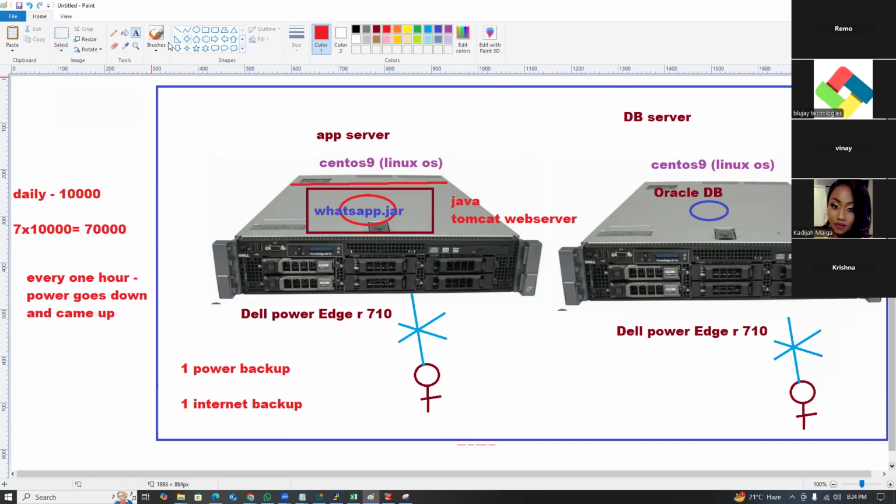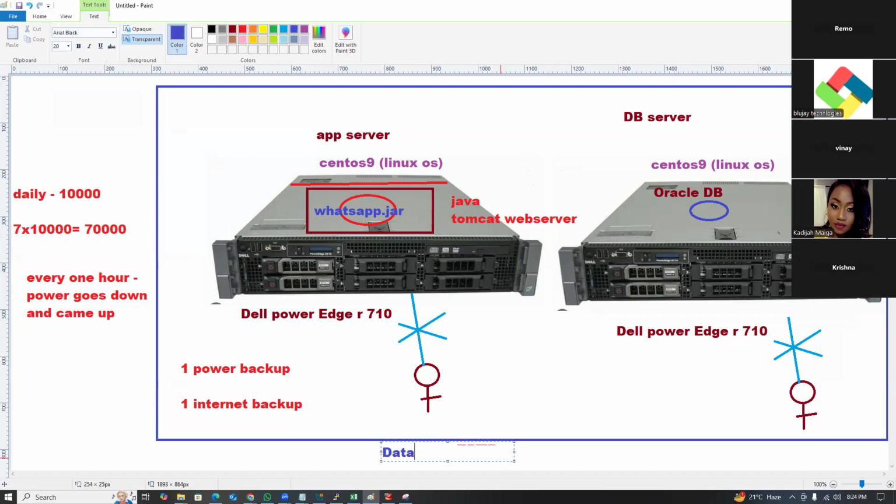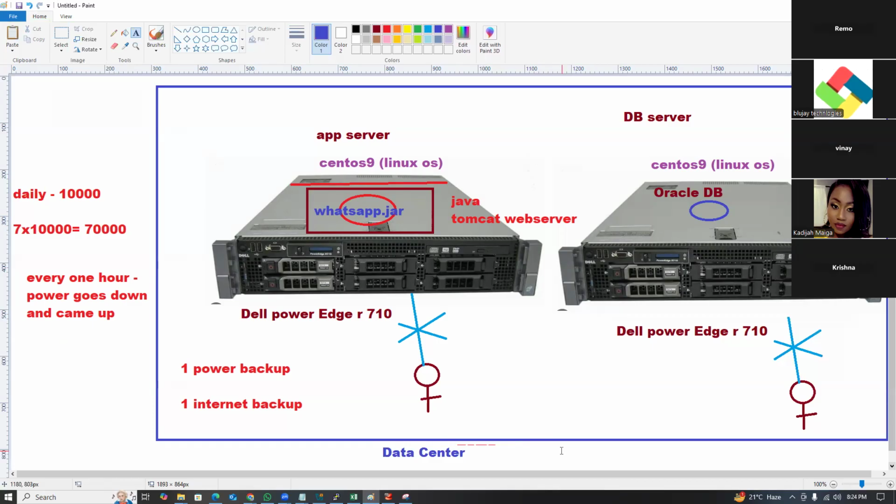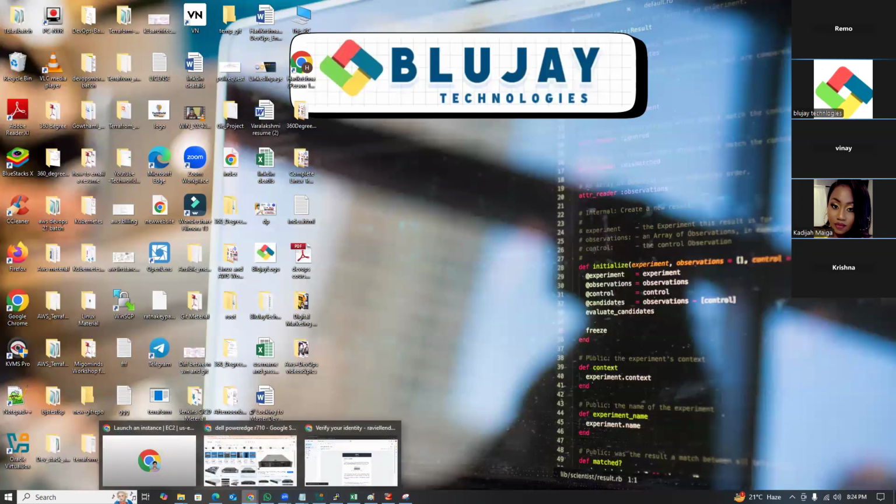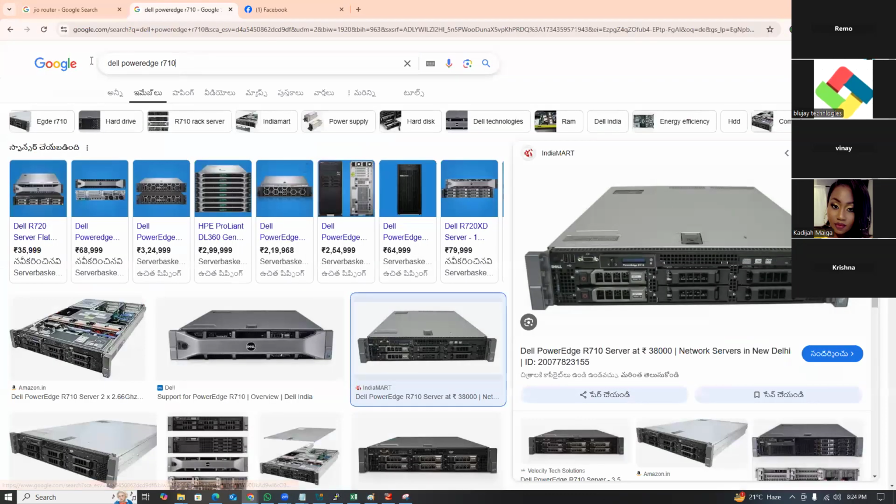So what is a data center? Guys, what is a data center? Data center is the place where we can keep our servers. What are they providing? They are providing the rental space to keep our servers.